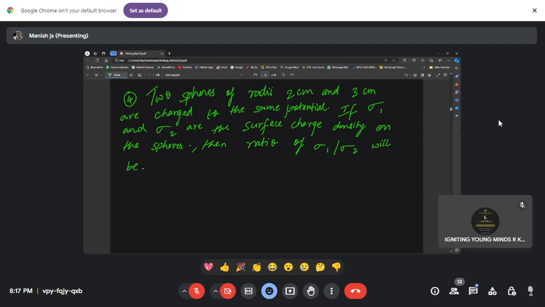Then they are asking you what is the ratio of the surface charge densities on the spheres. So here come the options. First option 4 by 9. Second option 2 by 3. Third option 3 by 2. And fourth option 9 by 4. So these are the options.